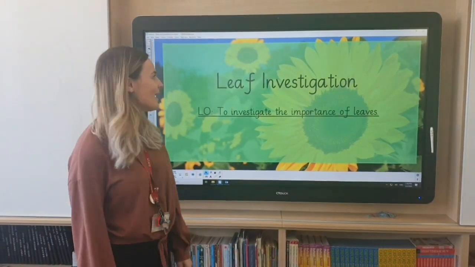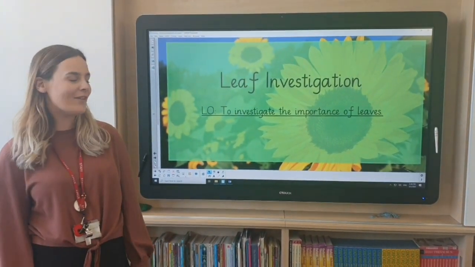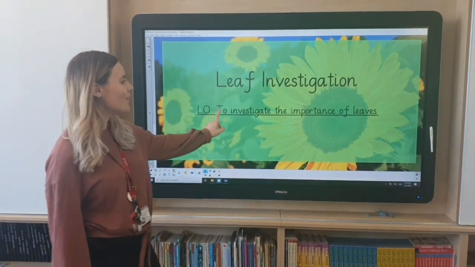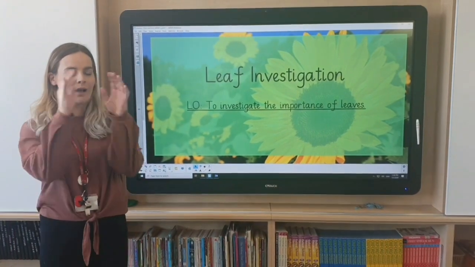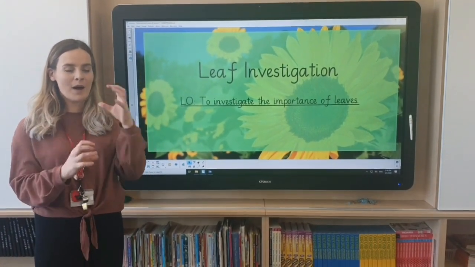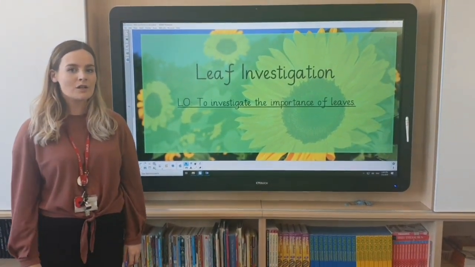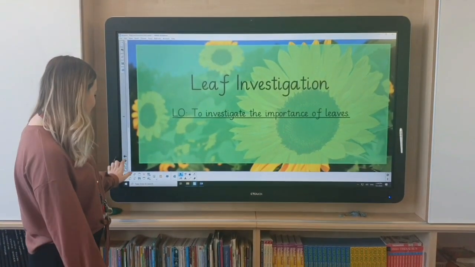Welcome back to Science. Today we're going to have a look at a little bit of a leaf investigation with our LO to investigate the importance of leaves. Now, last lesson we had a look at the plant, we identified the different parts of it, and we had a look at the functions, what they do, their job roles.